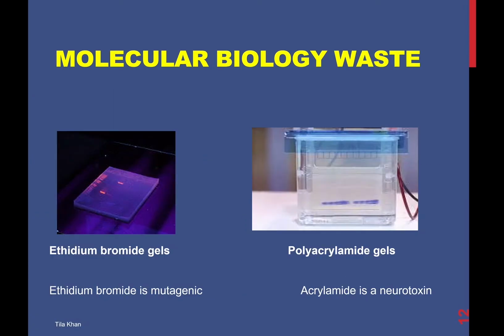Molecular biology waste is a common waste in research labs. The first picture here on the left shows an ethidium bromide containing agarose gel. Ethidium bromide is mutagenic, or it can cause cancer. The picture on the right shows polyacrylamide gel. The monomer form of this acrylamide is a neurotoxin. So these gels cannot be disposed of in regular trash. They need a proper disposal method.